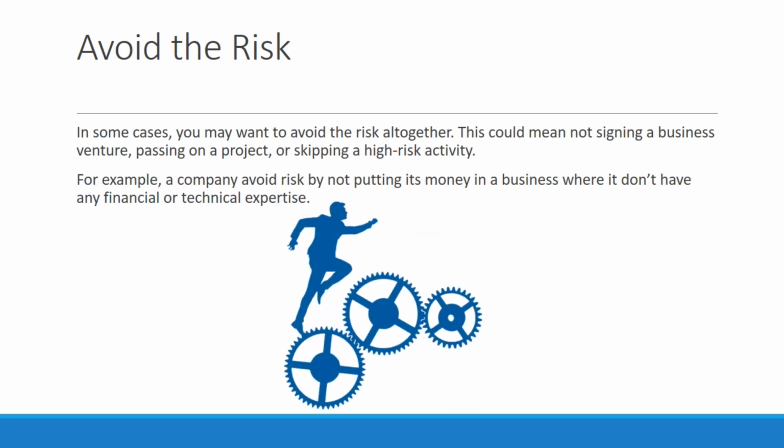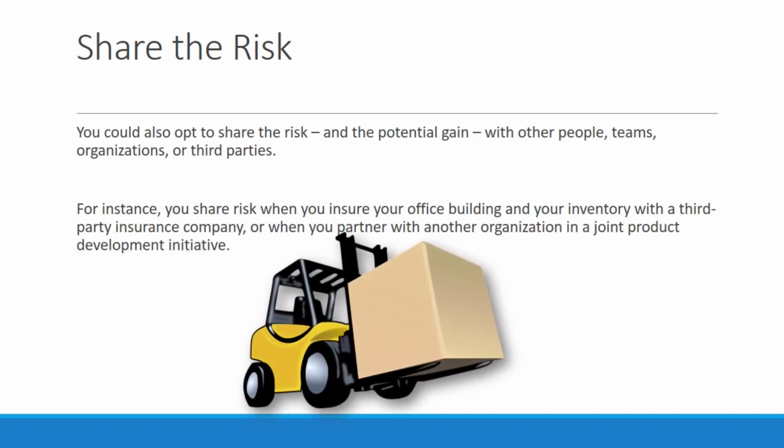Sometimes, risk may be avoided if the company has a good risk management system. In some cases, you may want to avoid the risk altogether. This could mean not signing a business venture, passing on a project, or skipping a high-risk activity. For example, a company avoids risk by not putting its money in a business where it doesn't have any financial or technical expertise. Instead of avoiding the risk, you can share the risk in many ways. You could also opt to share the risk and the potential gain with other people, teams, organizations, or third parties. For instance, you share risk when you insure your office building and your inventory with a third-party insurance company, or when you partner with another organization in a joint product development initiative. Since sharing is caring, sharing risk can be very productive.